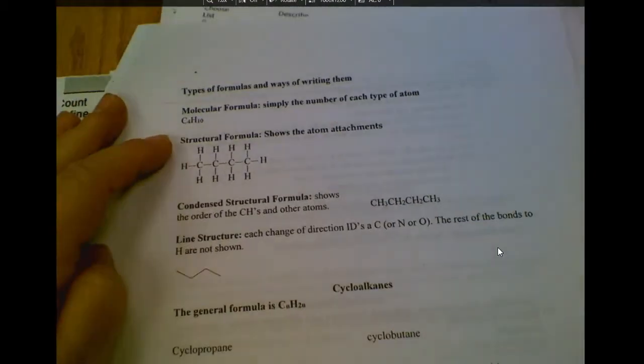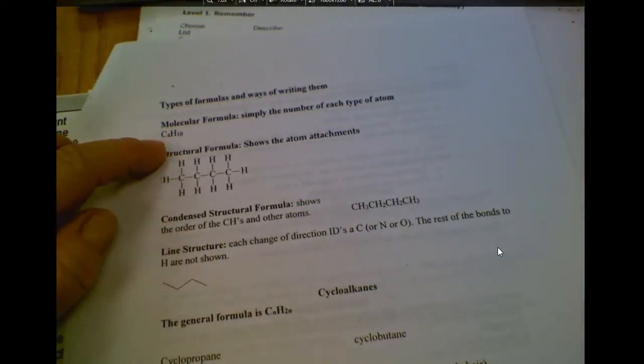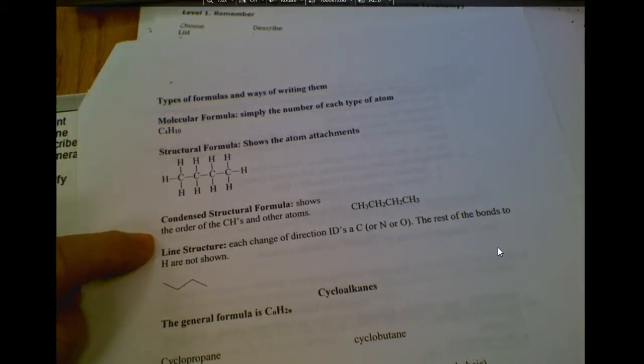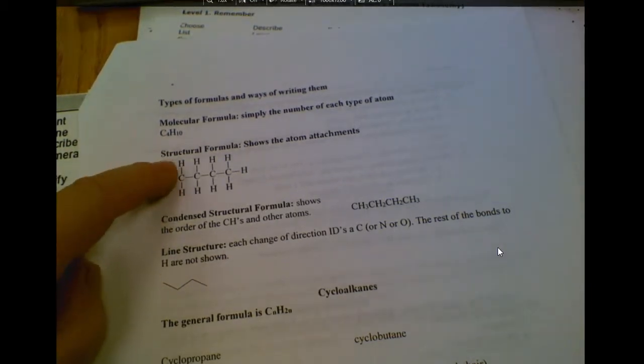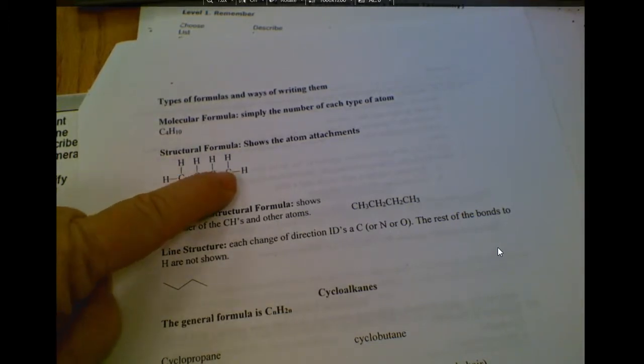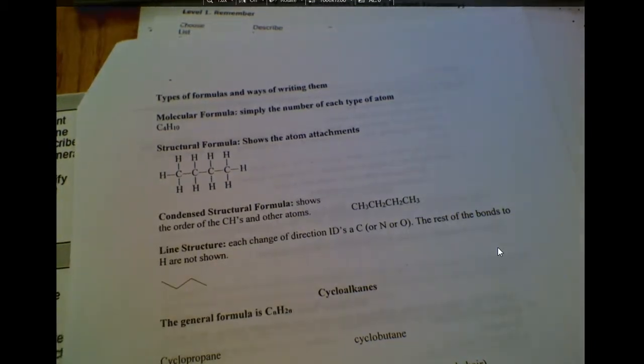And then the 3 different types of formulas: the molecular formula, which we list as C4H10. This would be the structural formula for that, so it shows all the attachments. A condensed structure takes out all the bonds and just has the CH3 that's written here, CH2, CH2, CH3. And then a line structure, so wherever there's a point, there's carbon, and then I've got bonds here, so there's a carbon in each one of these tips.